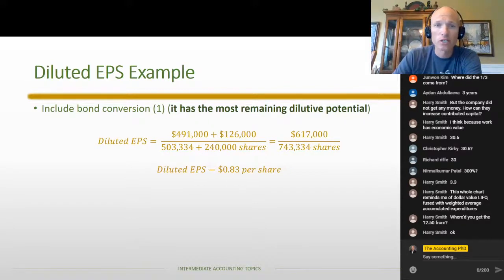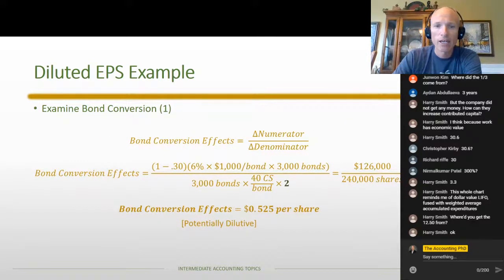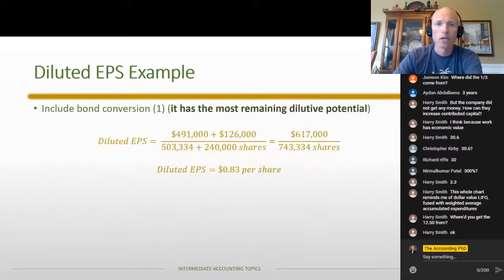Now we have to ask ourselves, are the remaining items still dilutive? The bond conversion is, because if you remember, the bond conversion had an effect of 52.5 cents per share. Well, 52.5 is less than 0.9755, so their combination is going to be somewhere in between 97.5 cents and 52.5 cents. We don't know exactly where, but somewhere in between the two. And so we need to include that bond conversion because it is the next most dilutive. The 126,000 in the numerator and the 240,000 in the denominator, when I combine them, give a new diluted earnings per share of 83 cents.